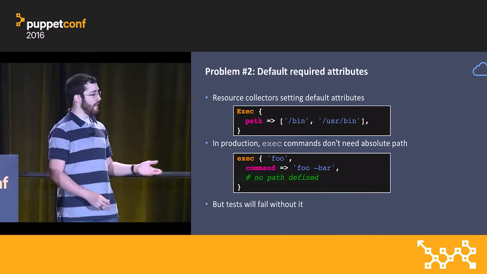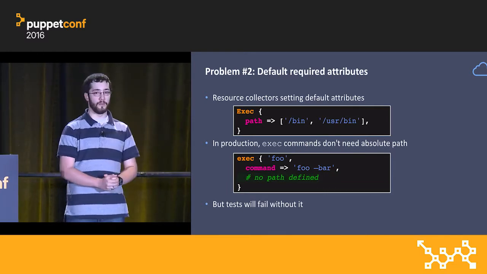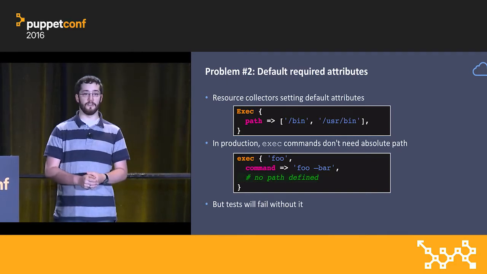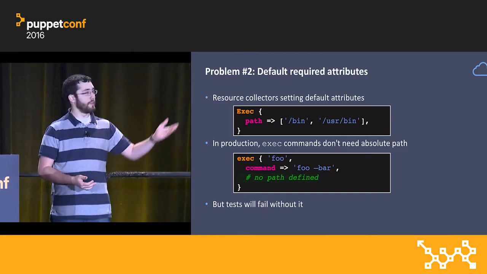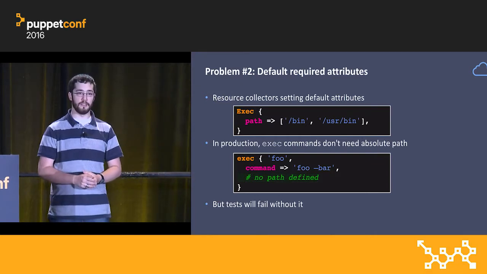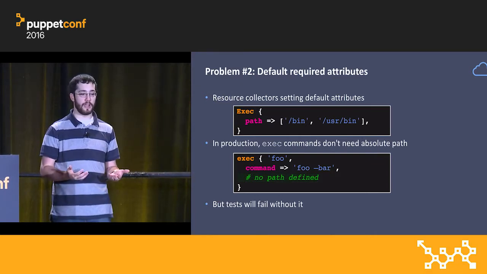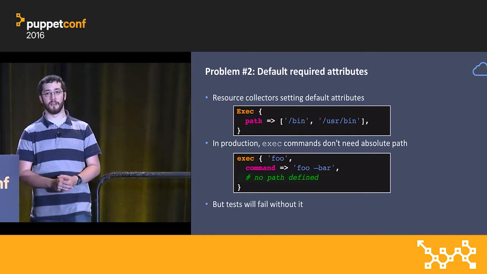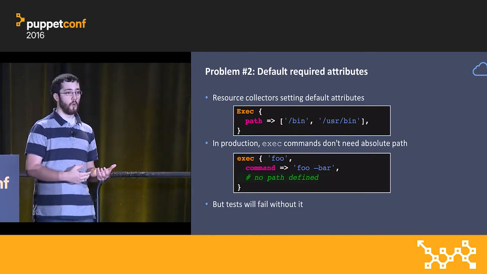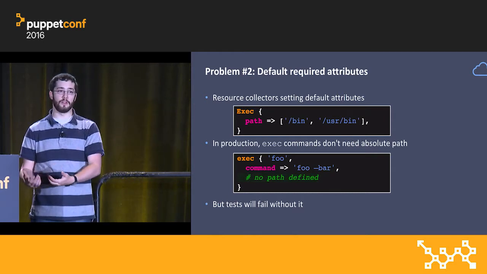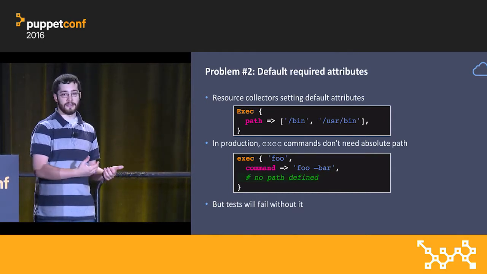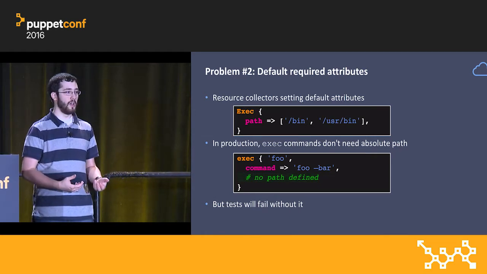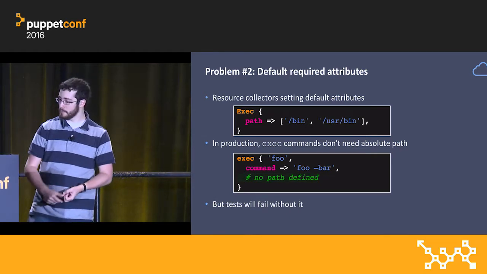So in production, that exec command that we show at the bottom compiles just fine. It just uses the default. But in our test environment, it wasn't picking up the resource collectors that were setting the defaults. So when the test ran, it would complain that one of the required attributes was missing. So we had this situation where compilation would succeed in production, but it would fail in the test environment. In order to have a good testing infrastructure, we wanted them to both pass.